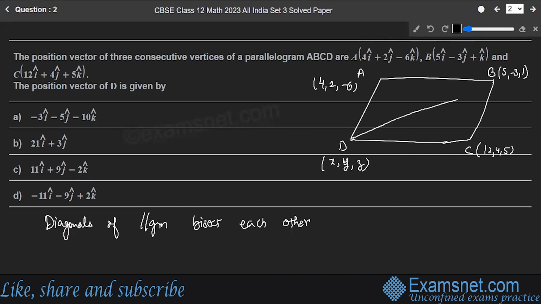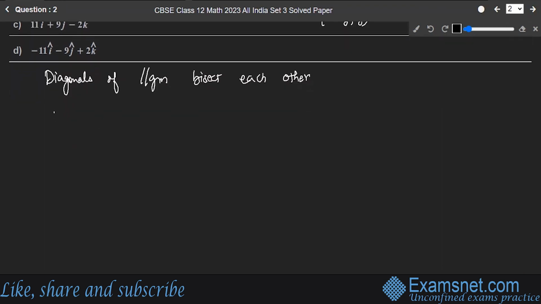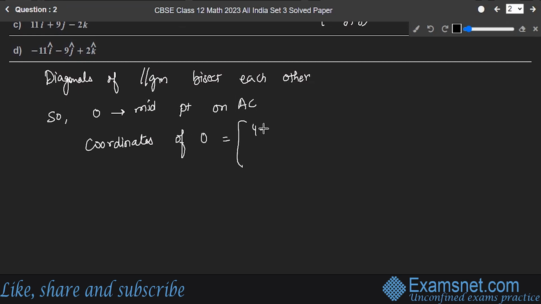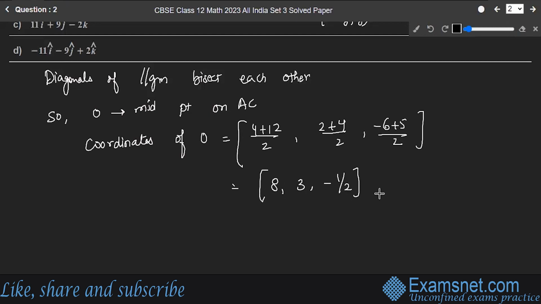Let's say these are the diagonals. This is the point of intersection O. So O is the midpoint on diagonal AC. What will be the coordinates of O? For that, the coordinates of O will be given by (4 plus 12) upon 2, (2 plus 4) upon 2, (minus 6 plus 5) upon 2, that's equal to 8, 3, minus 1 by 2.